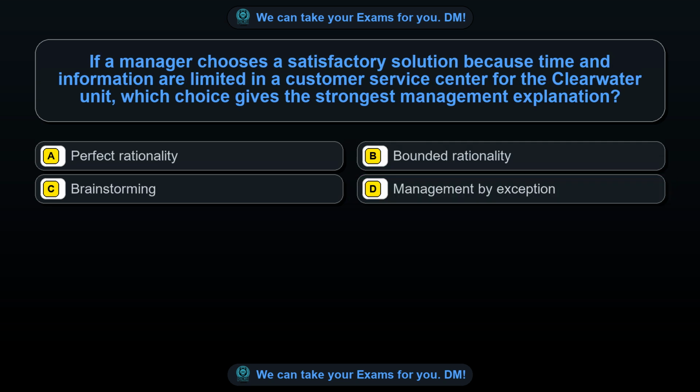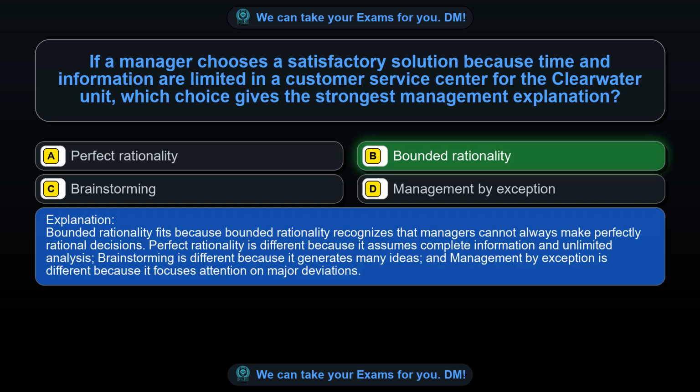Question 94. If a manager chooses a satisfactory solution because time and information are limited in a customer service center for the Clearwater unit, which choice gives the strongest management explanation? Option A, perfect rationality. Option B, bounded rationality. Option C, brainstorming. Option D, management by exception. The correct answer is option B, bounded rationality.